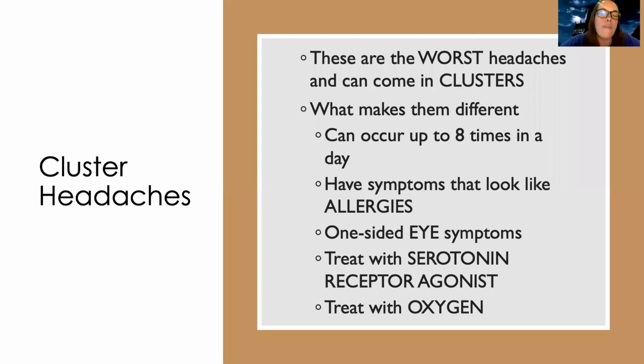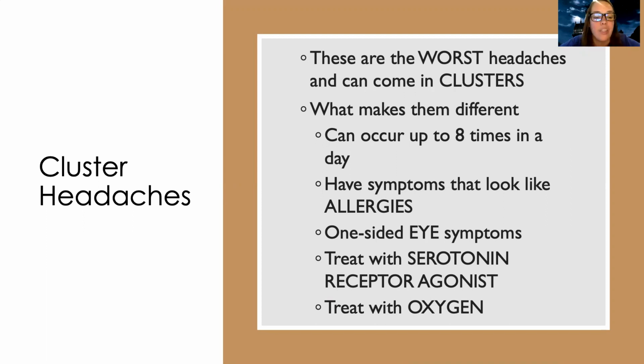Then the worst type of headache that can happen is what's called a cluster headache. Other people that have migraines may disagree, but they've never had a cluster. These are considered the worst type of headache, and they come in what are called clusters. In other words, they're kind of like exacerbations and remissions. When patients have cluster headaches, they can get them up to 8 times a day.